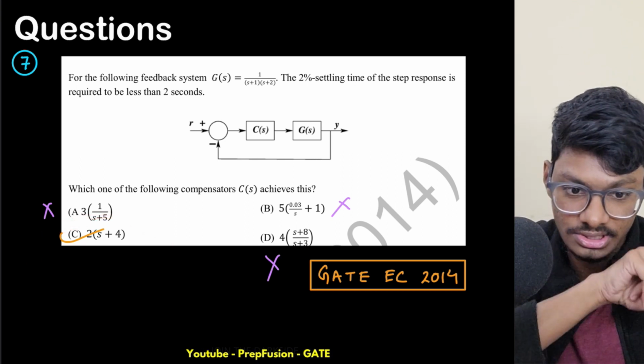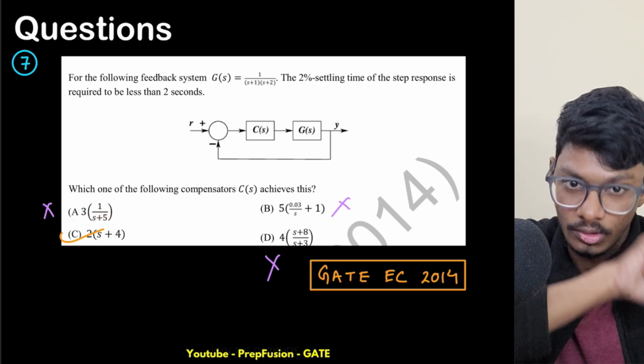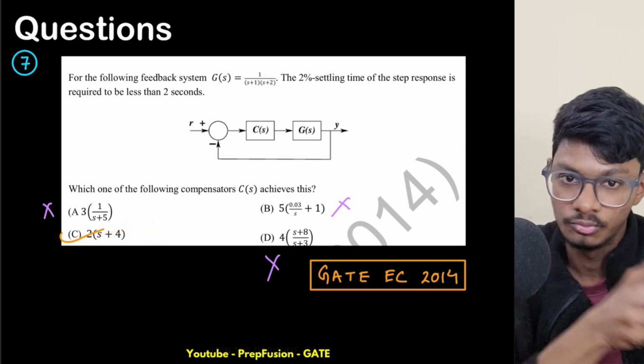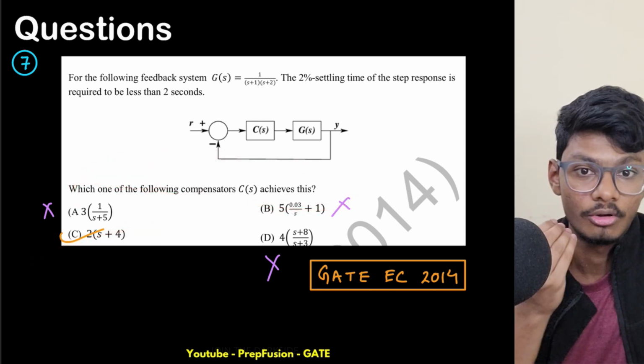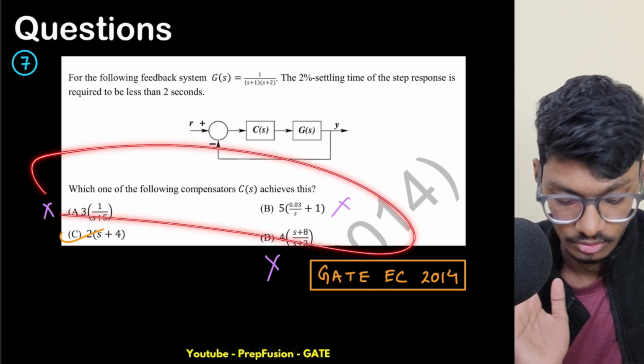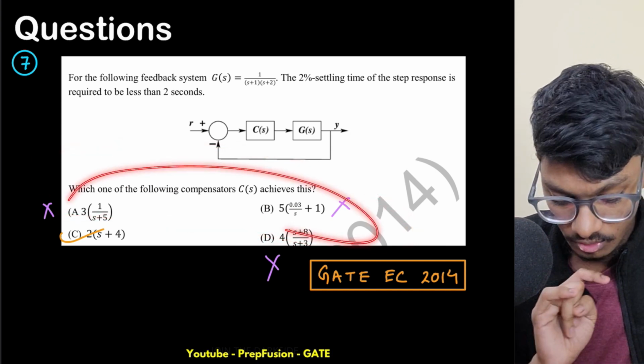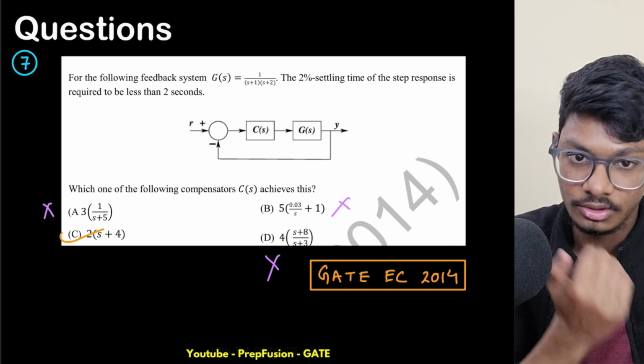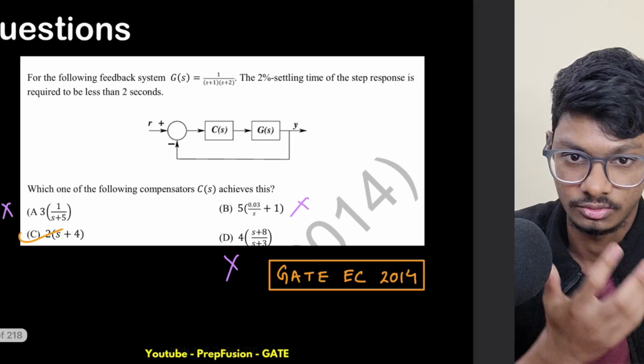I check this and I see that it makes the settling time 1.6, so this is the correct option. So I will choose this and then move on, because this is an MCQ type. Now if this was an MSQ type, obviously I have to check all of these. If the other three also reduce the settling time by 2 seconds, I have to check those also.